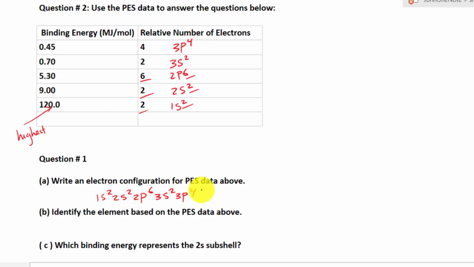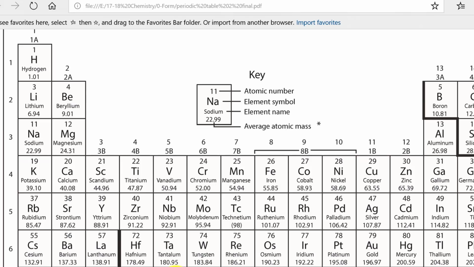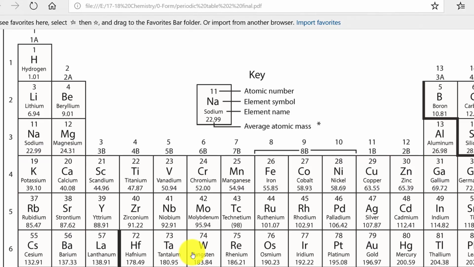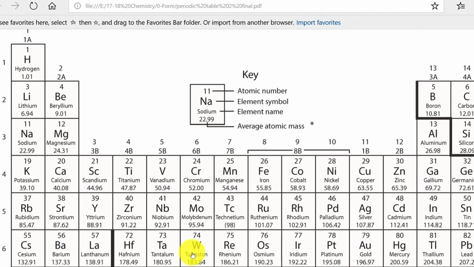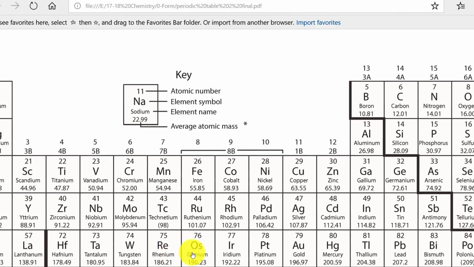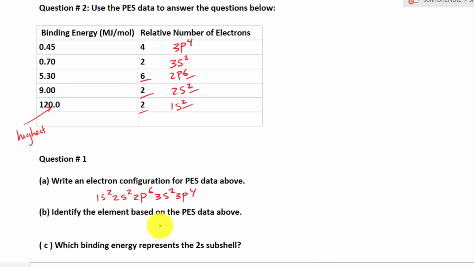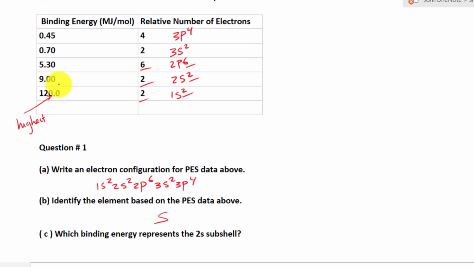And which element has this PES data? What we're looking for is the last electron, 3p4. In this case, this is our 3 right here, and p is right there. So let's go over here: 1, 2, 3, 4. So it must be sulfur. So therefore, that's the answer. And which binding energy represents the 2s subshell? That's easy, at 9 megajoule per mole.